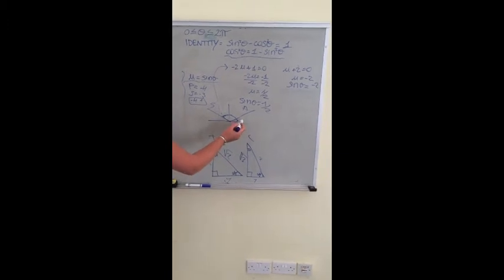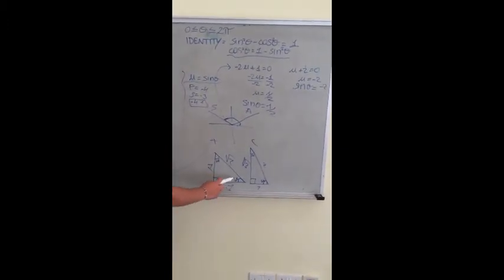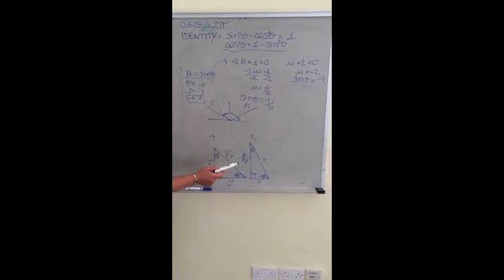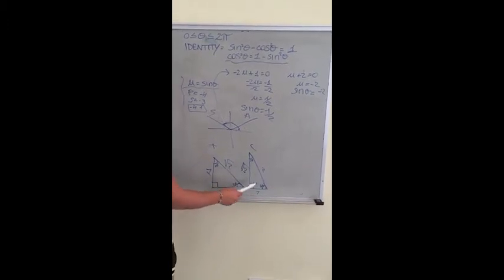In order to find the degree of this angle and this angle, we need to use our special triangles. The first one is the 45, 45, 90 triangle, which can also be written as the 1, 1, square root of 2. And the second one is the 30, 60, 90 triangle, which can also be rewritten as the square root of 3, 1, and 2.